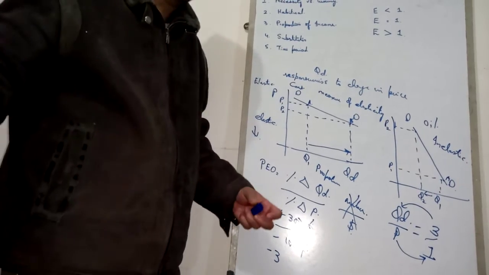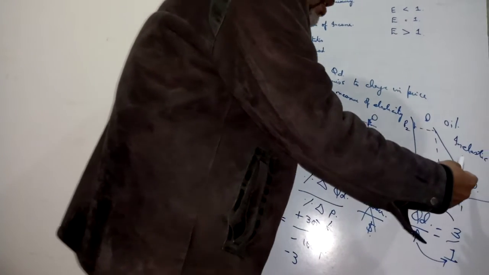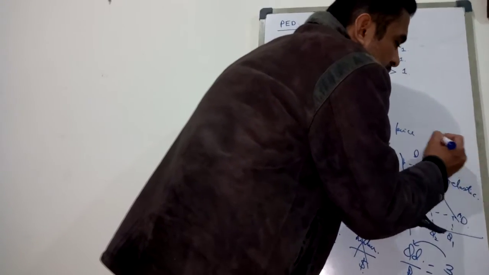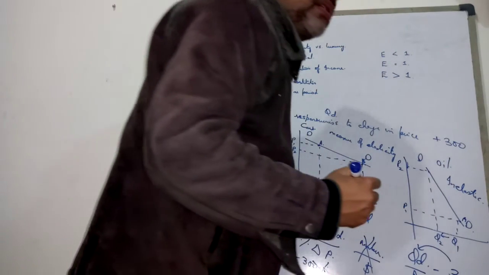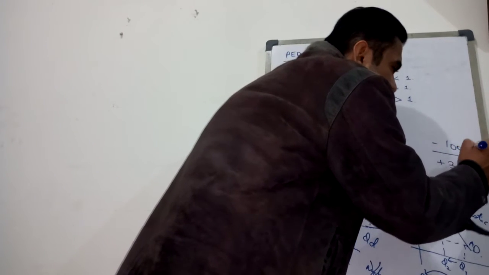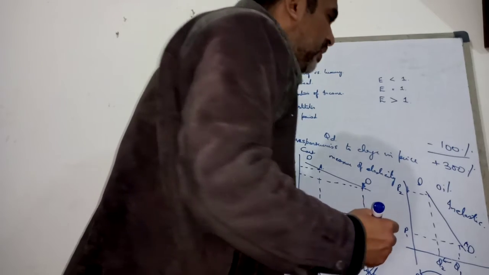It's responding very well to a change in price. The same applies here. Now what happens here? Here there is a 300% increase in price, and against this 300% increase in price, there is only a 100% decrease in quantity demanded. So what is the answer?